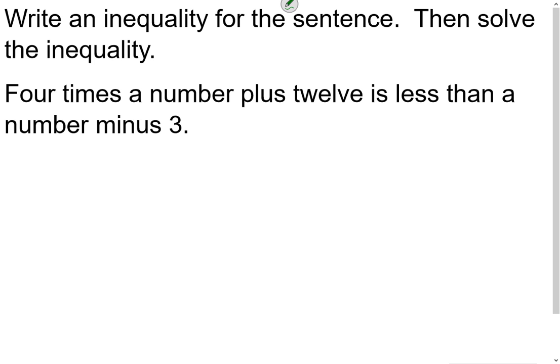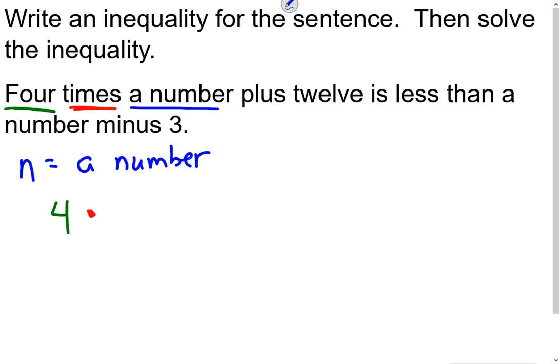So to write it, I'm just going to start at the beginning and look for the important things. 4 times, so multiply. I may not need the little dot, but I'm going to put it there for now. Now I have a number, which maybe I should have started with earlier. I don't know what that number is, therefore I'm going to have a variable for that. So I'm going to call my number n. n is going to equal a number. And again, you can use any variable that you want for that. I just chose n because number starts with n.